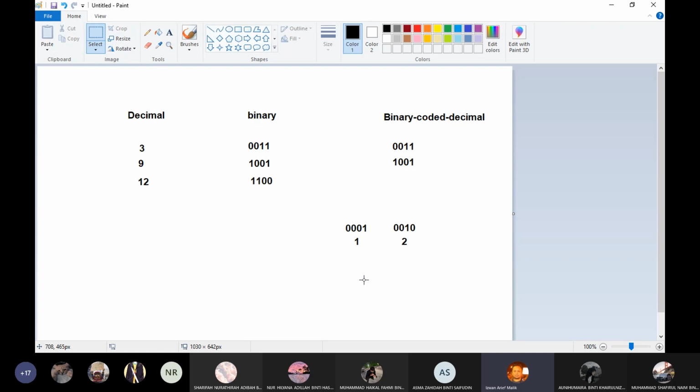And in terms of 7 segment it is the same. You still need to use 2 different 7 segment displays. The first one to represent number 1, the second one to represent number 2.